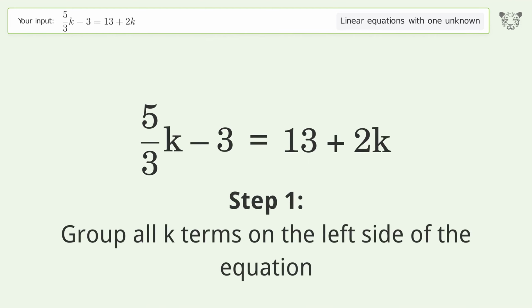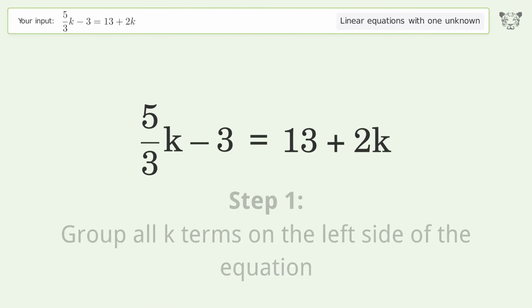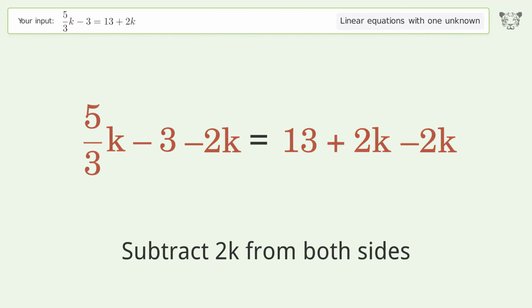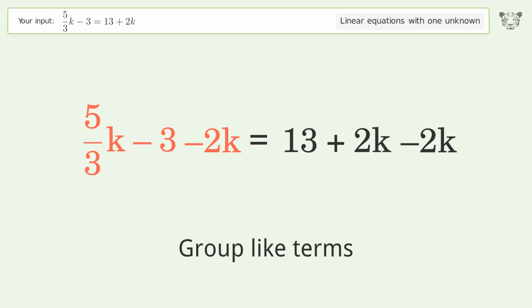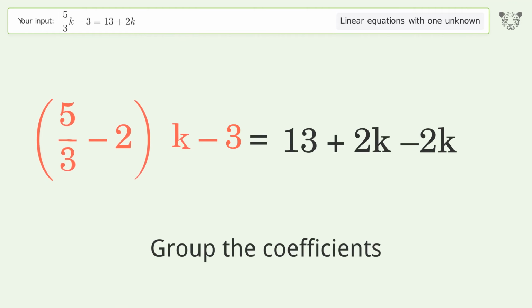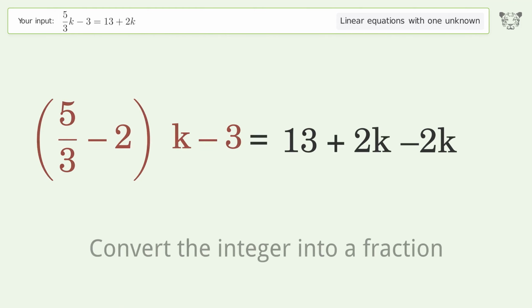Group all k terms on the left side of the equation. Subtract 2k from both sides. Group like terms. Group the coefficients. Convert the integer into a fraction.